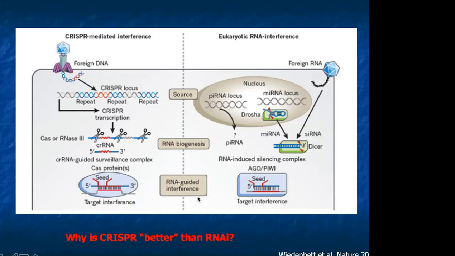And why is CRISPR better than RNAi? Well, it depends on what you're trying to do with it. So say, CRISPR targets DNA, RNAi targets the RNA. CRISPR makes a permanent change to the DNA. RNAi results in a knockdown of gene product.